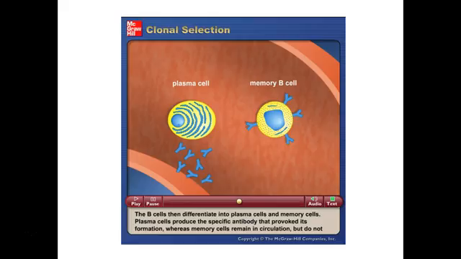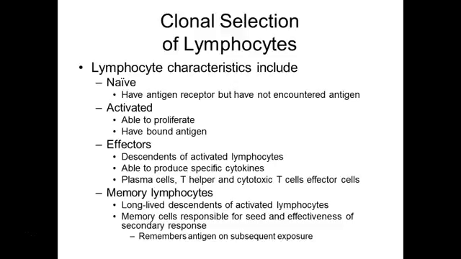All right, so that's that. So naive cells, right, when we talk about lymphocytes, they have an antigen receptor, but they haven't encountered antigen yet. They're naive. They don't know that bad guys exist yet. They haven't found their bad guy. Once they become activated, right, they've interacted with the bad guy, they're able to proliferate, they have bound antigen, right? Effector cells are descendants of those activated naive cells. And they're the ones that are going to do something.